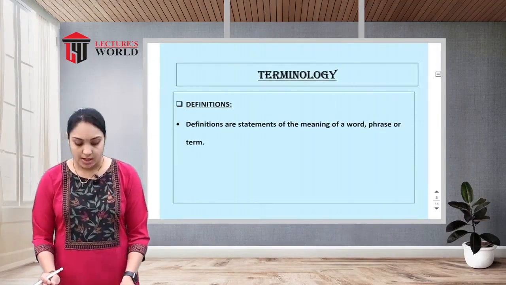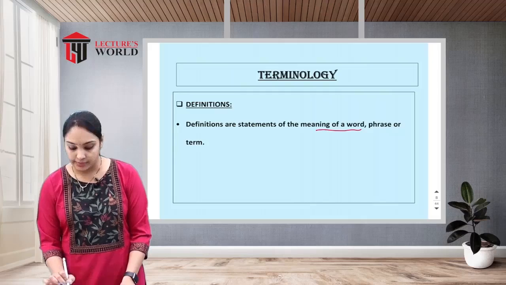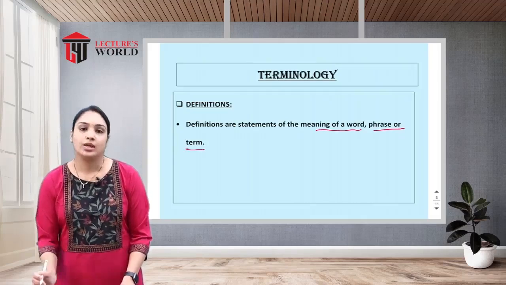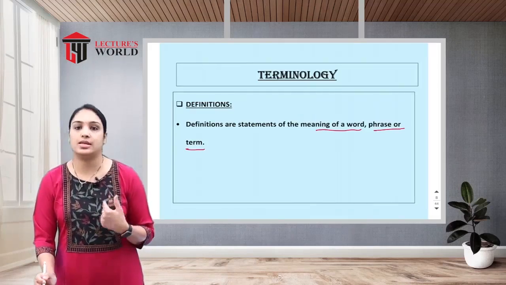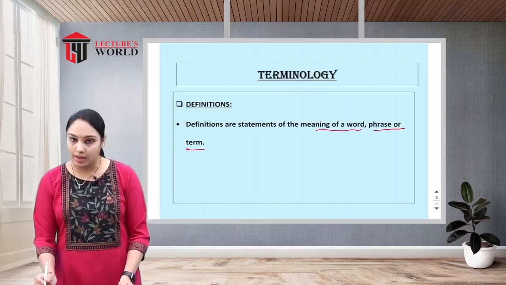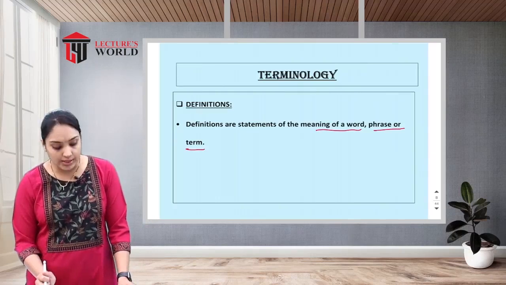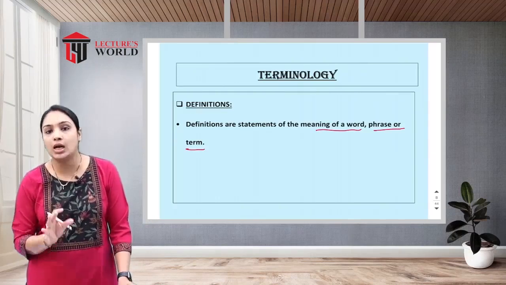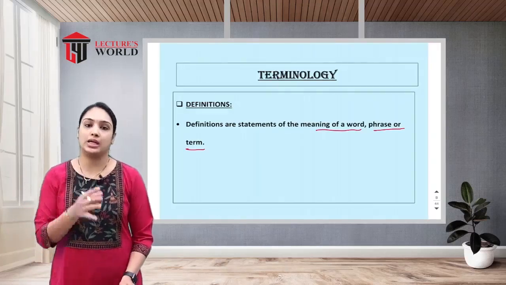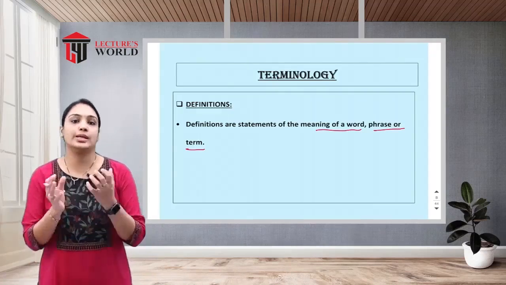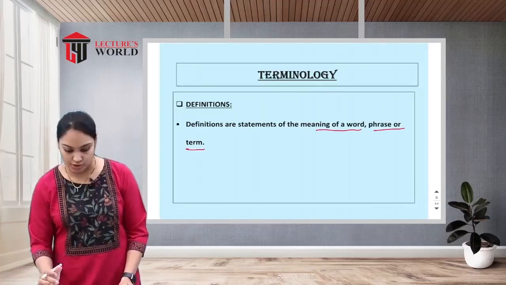Then definitions. Definitions are statements of the meaning of a word, phrase or term. Already we have discussed in the theory that there is a concept, there is a definition, there is a purport. Concept and different terminology we have discussed. Now we will discuss definition. So what is definition? It is the statement that gives the meaning of a particular word, phrase or term. That meaning we are going to describe in a statement formation, that is known as a definition.